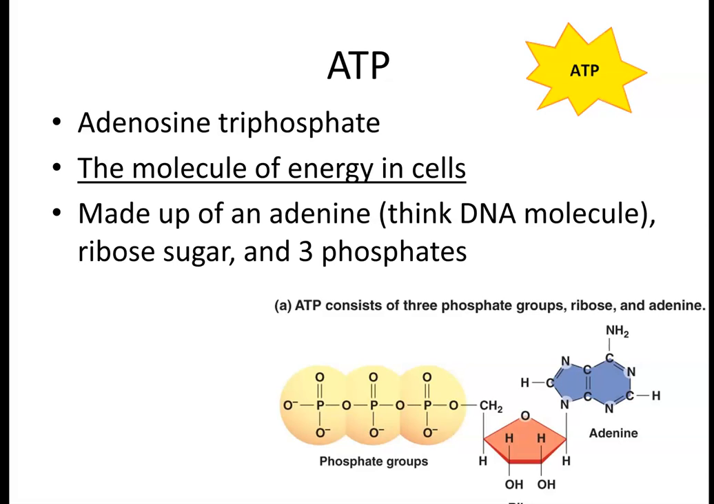It is made up of an adenine, kind of like in the DNA molecule, ribose sugar, and 3 phosphate groups. You can see those 3 phosphate groups right here. That's what these are. Each of these is a phosphate. This is our ribose sugar right here, and then our adenine. It's called adenosine triphosphate because it has 3 phosphate groups.